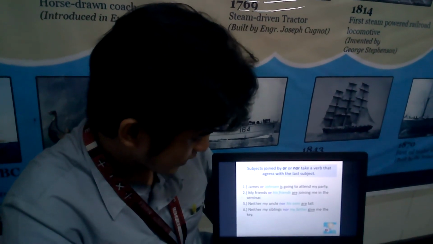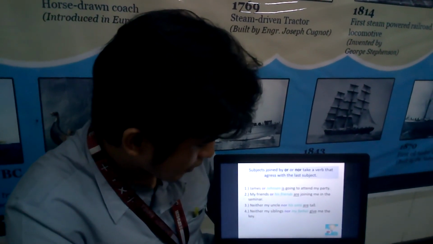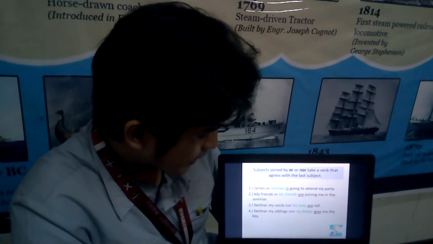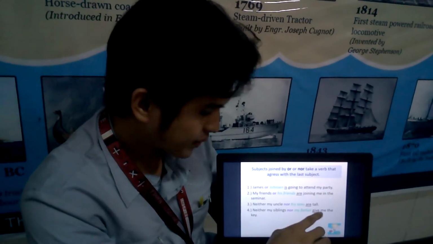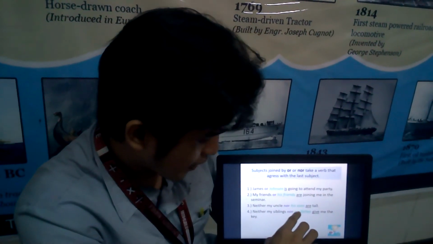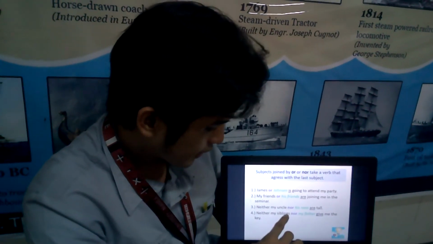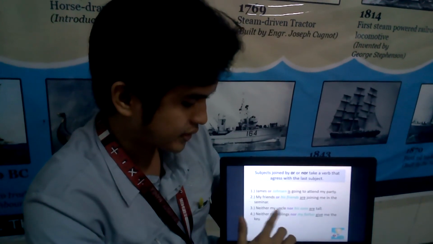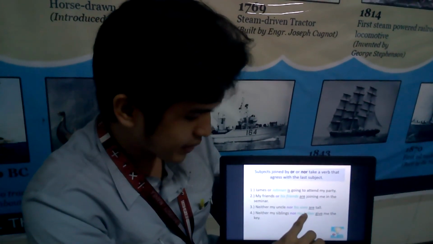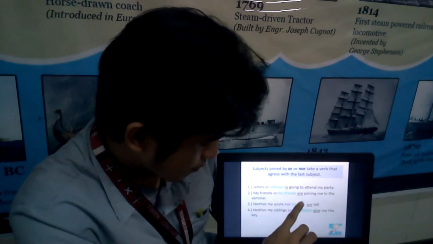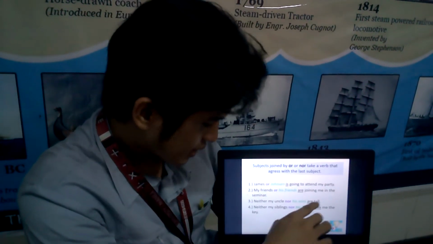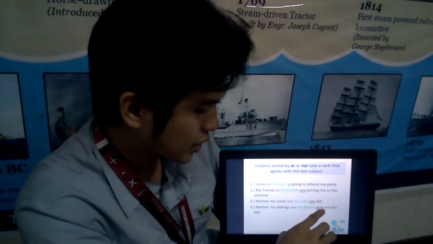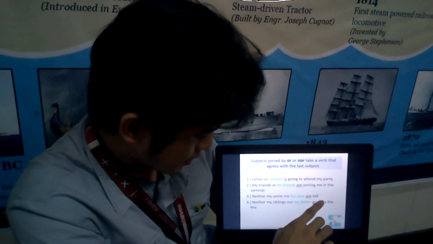For the last sentence, neither my siblings nor my father give me the key. The closest to the verb "give" is my father, which is singular. You will not consider the first noun because the second subject is the closest to the verb. My father is singular, so the verb is "gives." My father gives me the key.